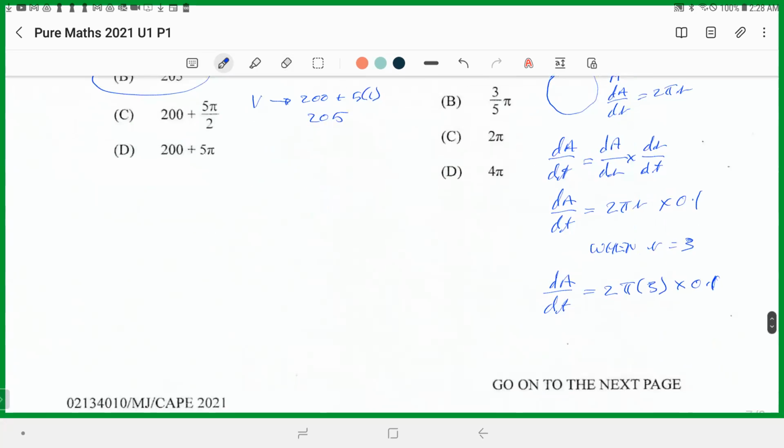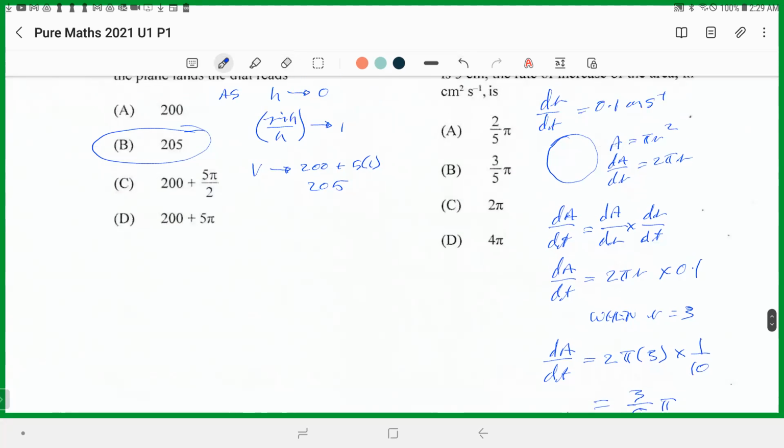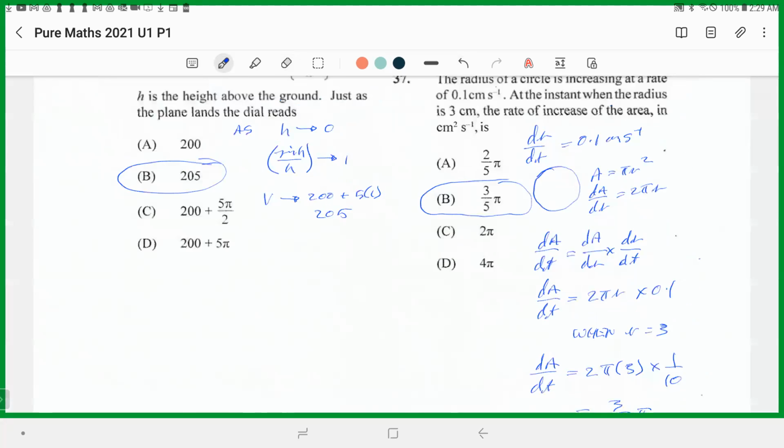That's it. Let's see what this works out to. This is 0.1 or 1 over 10. I'm going to put 1 over 10 for the 0.1, right? So this into this goes 5 times. It becomes 3 over 5 pi. Right? 3 over 5 pi is this right here.